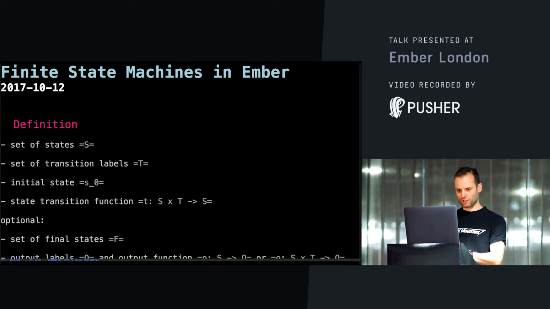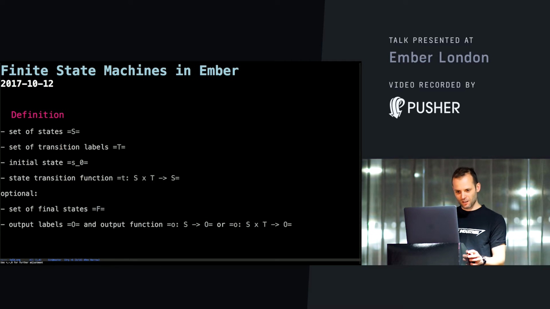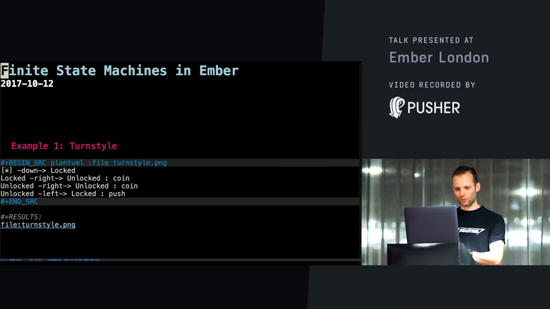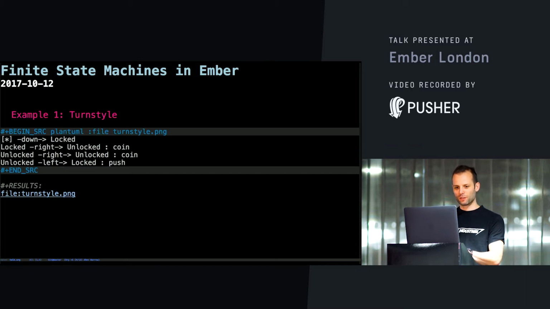Okay, so the formal definition, I'm going to skip that, in particular because I don't know how to render LaTeX inside of org mode yet. So we'll just go to an example. I'm using a tool called PlantUML, which lets you describe state machines, amongst other things. It also lets you do some activity diagrams and just general other UML stuff, which is really cool.